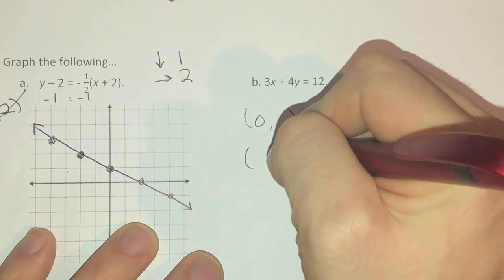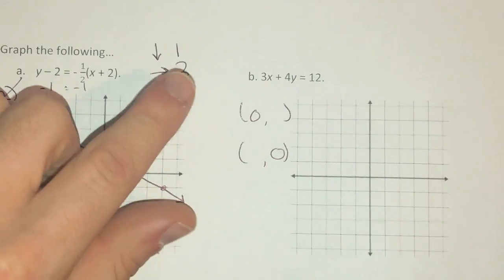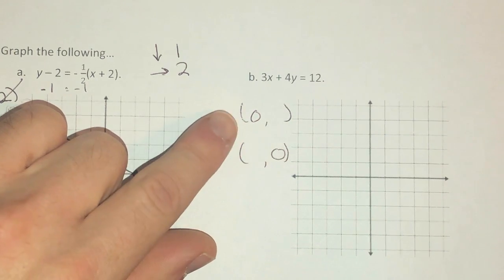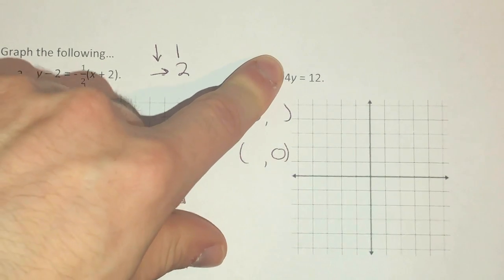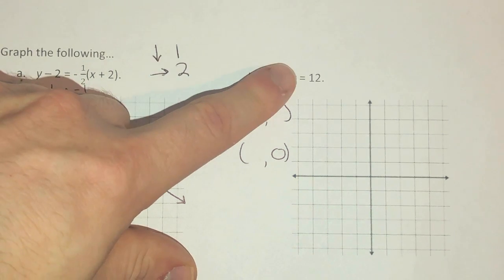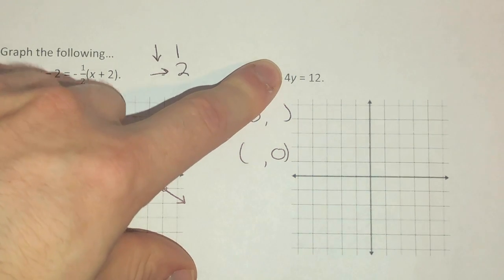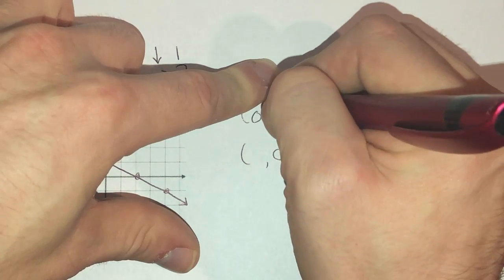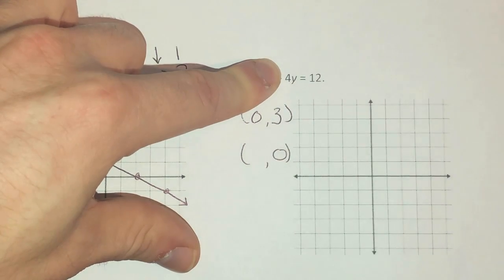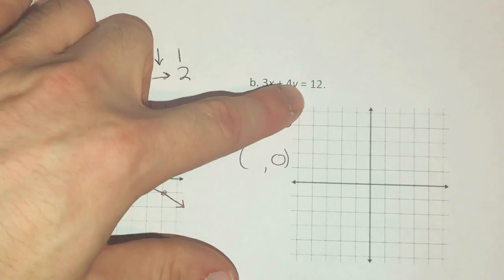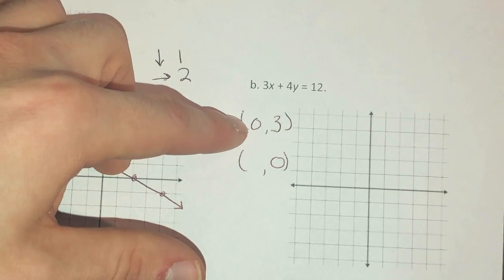So 0, 0. Okay, so this is my y-intercept because x equals 0, and my x-intercept because y equals 0. So if I start with x equals 0, I can cover up the x with my finger because if I plug in 0, this thing is gone. So 4 times what equals 12? 4 times 3 is equal to 12. So 0, 3 makes both sides of the equation equal. So 0, 3 must be on the graph of your equation.